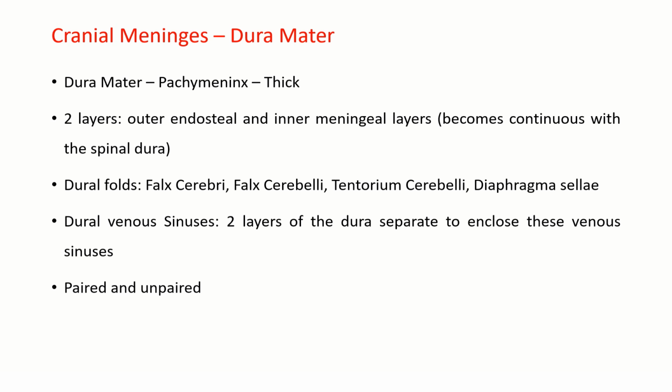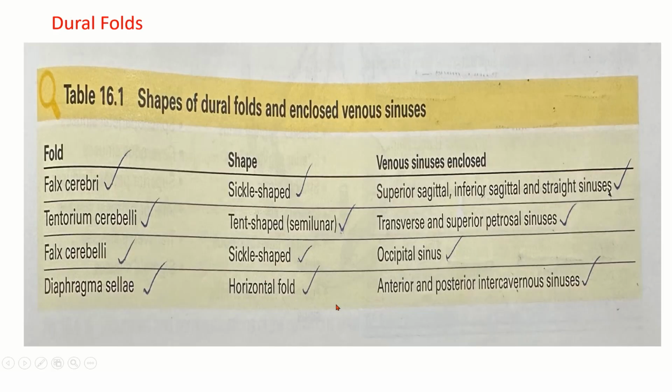Then the dural venous sinuses: there are two layers, as I said earlier. The two layers separate and enclose venous sinuses or venous channels. These are called dural venous sinuses. They have been classified into paired and unpaired. There will be a separate lecture on dural venous sinuses.